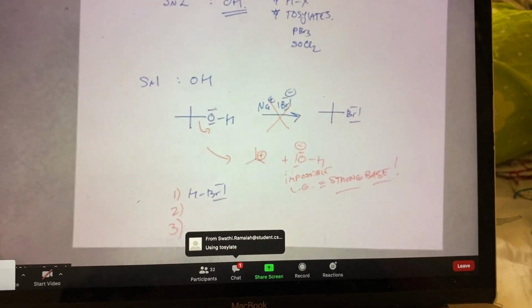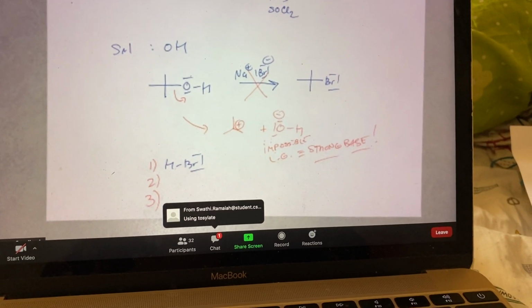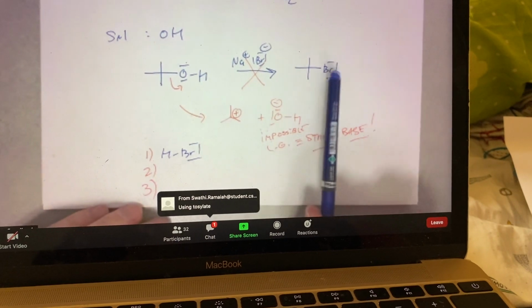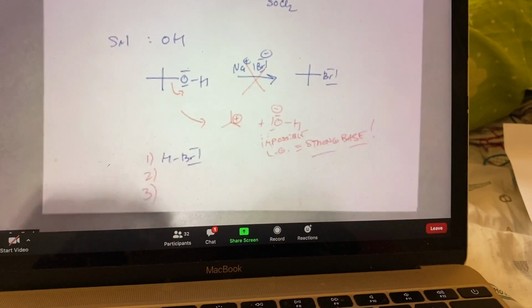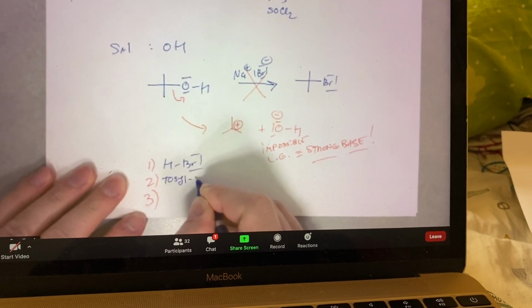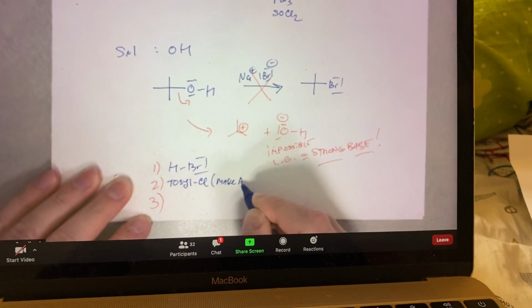Okay, other choices. Yeah, we could use tosylate, then what? Tosylate on its own isn't enough. We'd have to do tosylate, then what? So we could convert this to tosylate, but if our goal is to get it to bromide, what would we do after we first made it a tosylate? So we could react it first with tosyl chloride. The goal would be to make a tosylate.